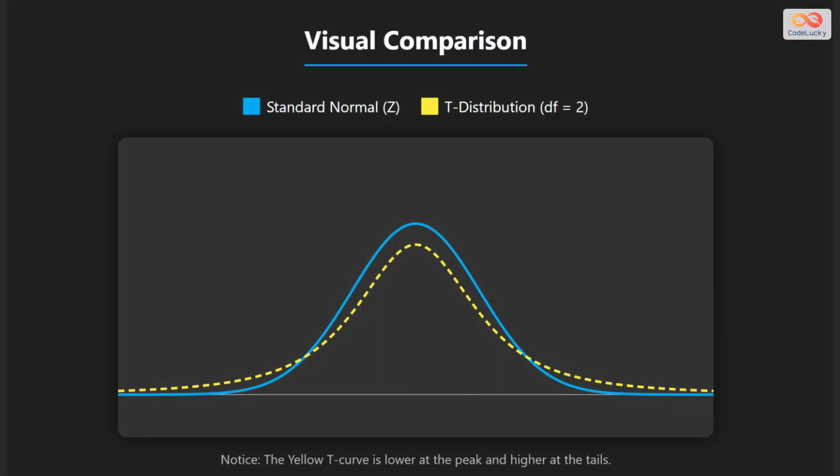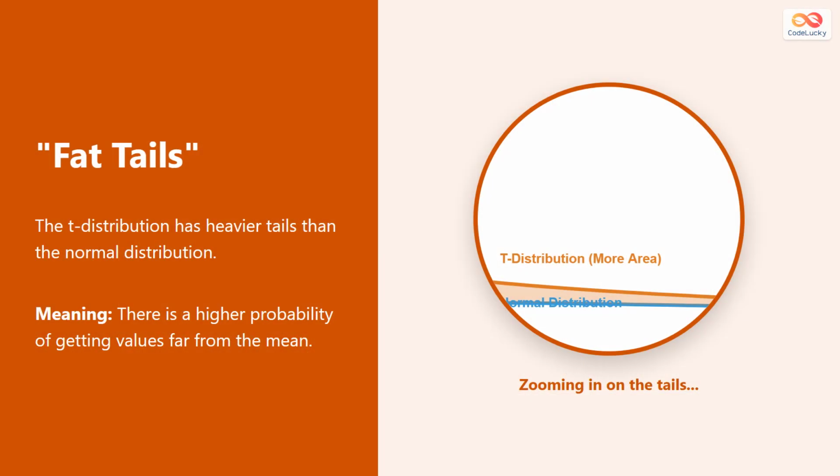Let's look at them side by side. The blue line represents the standard normal distribution, or z-distribution. The yellow line is a t-distribution with only 2 degrees of freedom. Notice how the yellow t-curve is shorter at the peak and sits higher up at the ends. Statisticians call this property having fat tails or heavy tails.